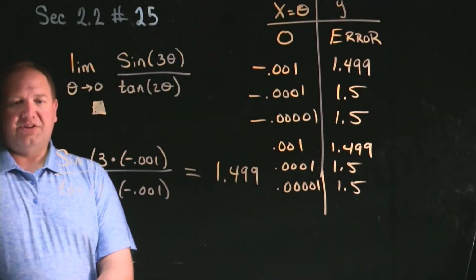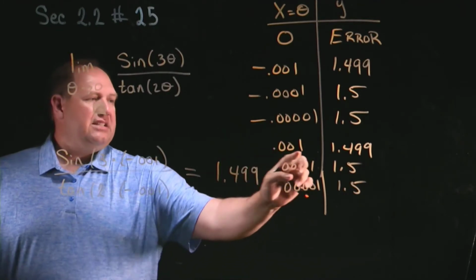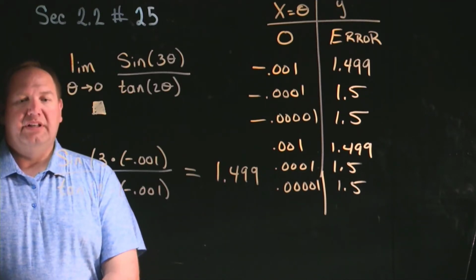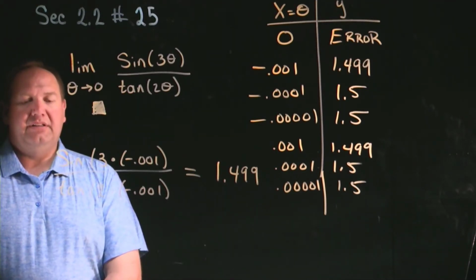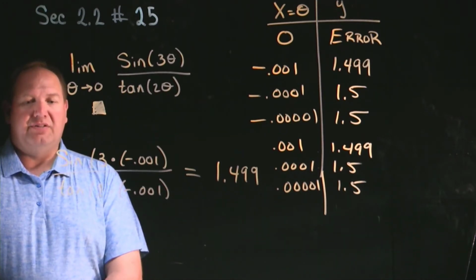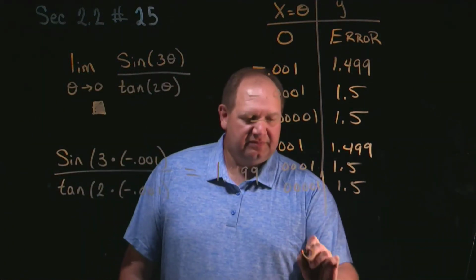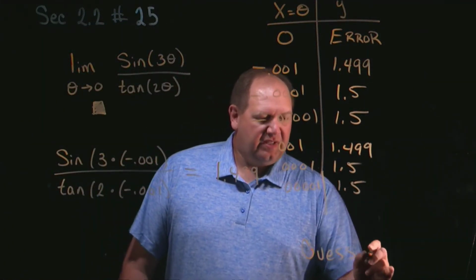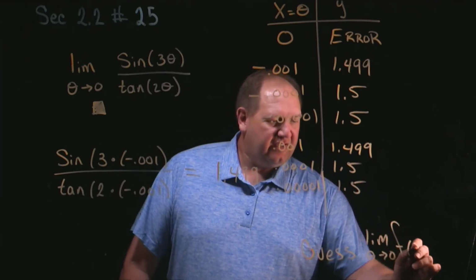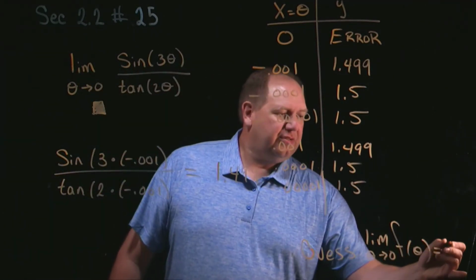Okay? So when I chose values, both negative and positive, that were near 0, close to 0, it looks like I'm getting this situation where my limit as theta is close to 0 is 1.5. So I'm going to guess that the limit as theta approaches 0 of this function is equal to 1.5.